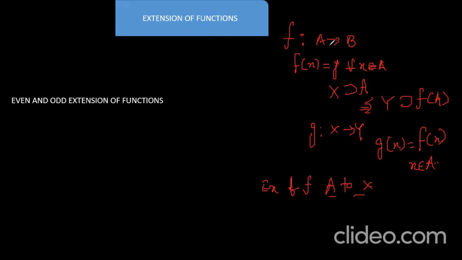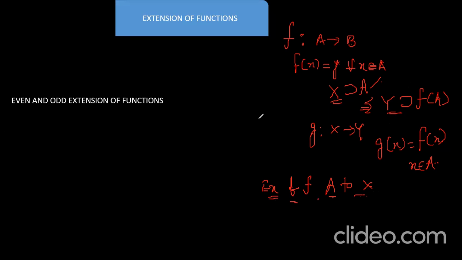So here, in order to extend one function to another function, we have taken the supersets for those sets. X is a superset of A, which implies that Y is a superset of f of A. How will g be with respect to this X and Y? g is going to be the function between X and Y such that g of x is equal to f of x, x belongs to A, and we can call it the extension of f from A to X.